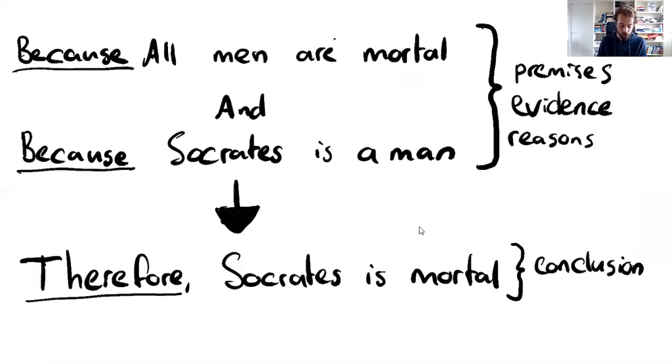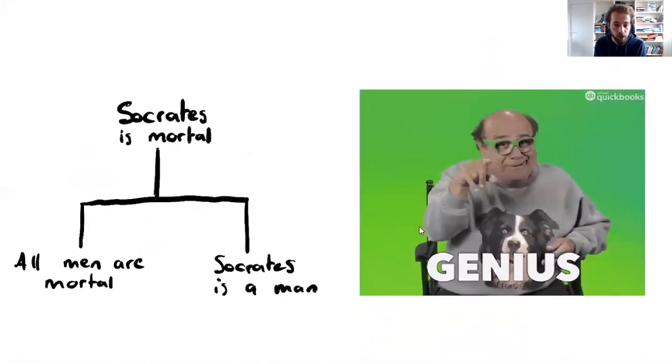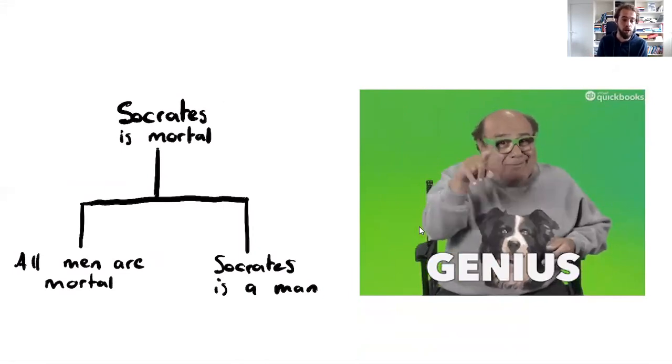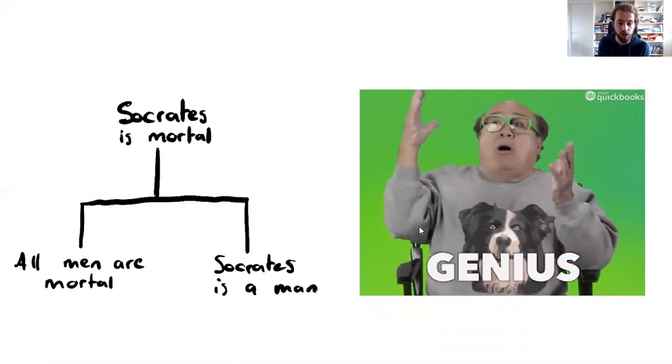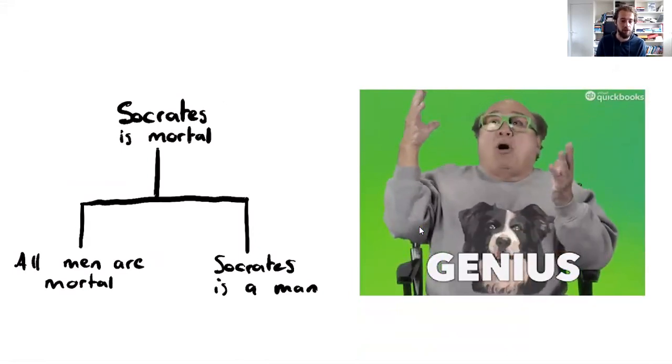So because all men are mortal and because Socrates is a man, those are the premises. Therefore, Socrates is mortal, the conclusion. And a good way to visualize arguments is in the form of an argumentation tree. In it, you can see what the conclusion is up top and the premises underneath. A mind map is especially helpful in making arguments visible.